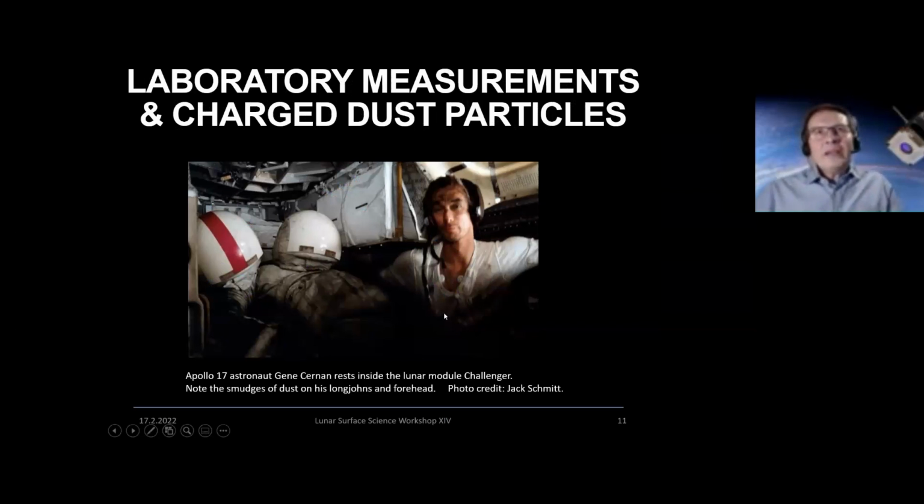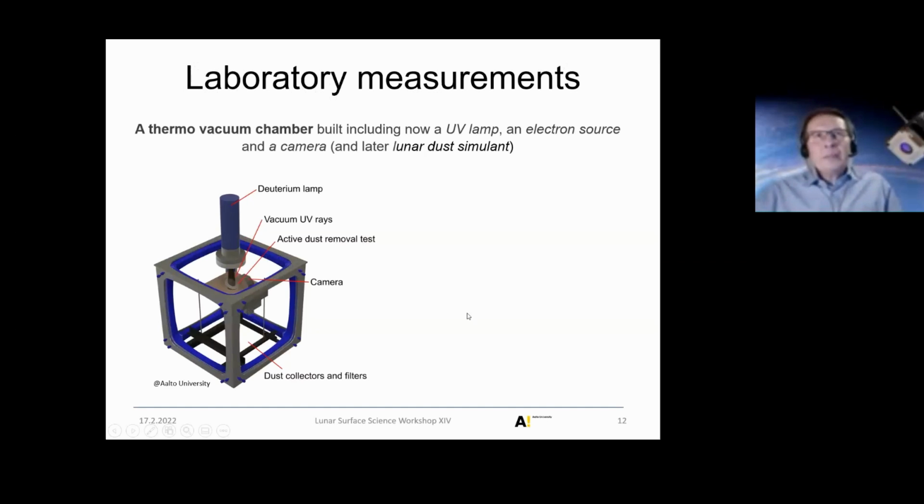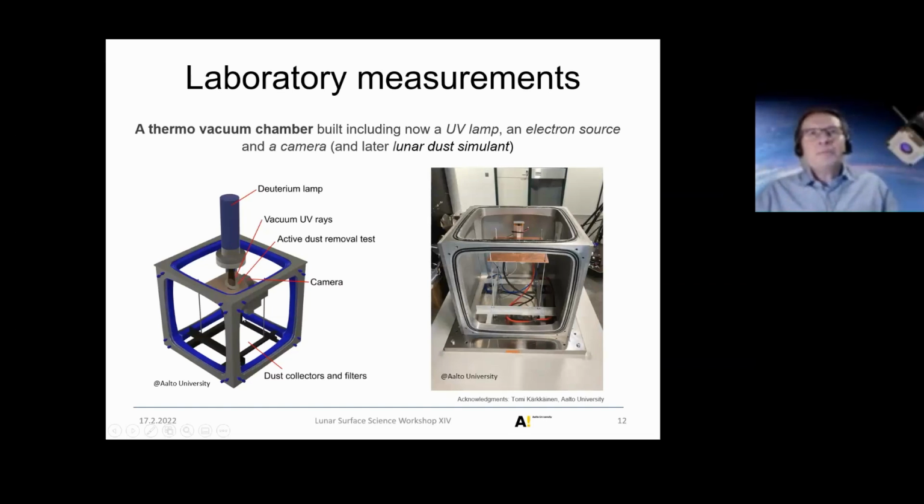Finally, a reminder that we can increase our knowledge, for example about the lunar dust environment, also by taking laboratory measurements. We have designed and built our own device to investigate effects of lunar dust. In this CAD drawing, our vacuum chamber includes a UV lamp, electron source, and camera. Here we see a photograph of the device where two faces are opened. This device makes it possible to investigate, for example, how the dust affects different mechanical structures and how dust can be removed.